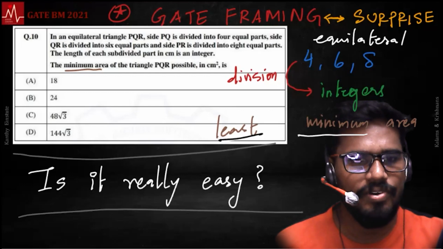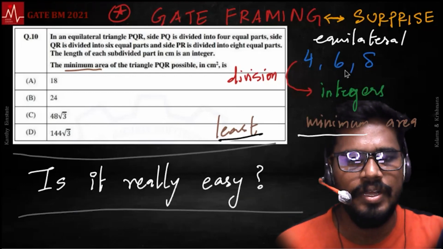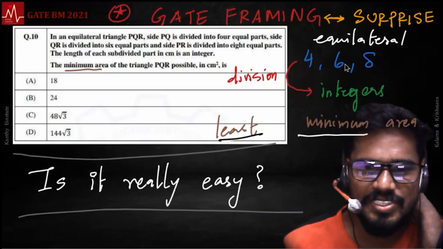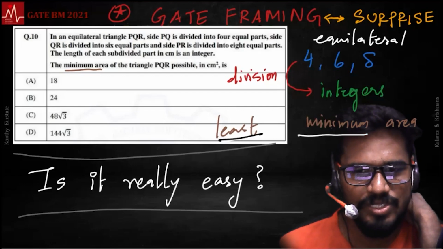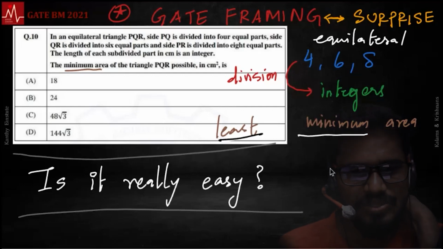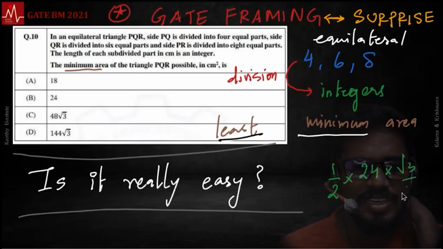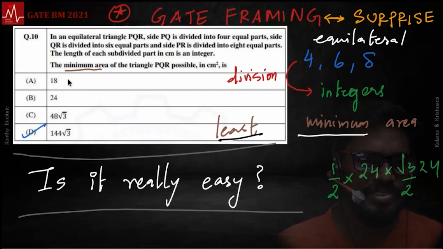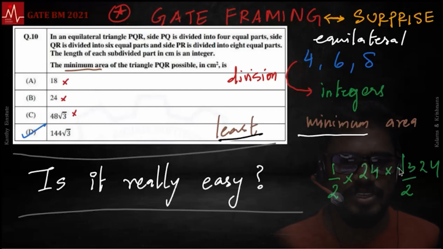In this case, what they are asking for is the area of a triangle whose side is the LCM of 4, 6, and 8. How much is that? That should be 24, I suppose. So the area is half into base, which is 24, and height would be root 3 by 2, sine 60, into the side, 24. I suppose this boils down to 6 into 24. I guess the answer is 144. The root 3 I got from sine 60.